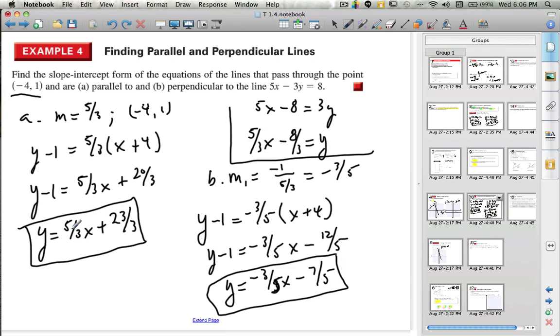So you notice the slopes are the same. The slopes are negative reciprocals. And then because the slope and everything changed, so did the y-intercept.